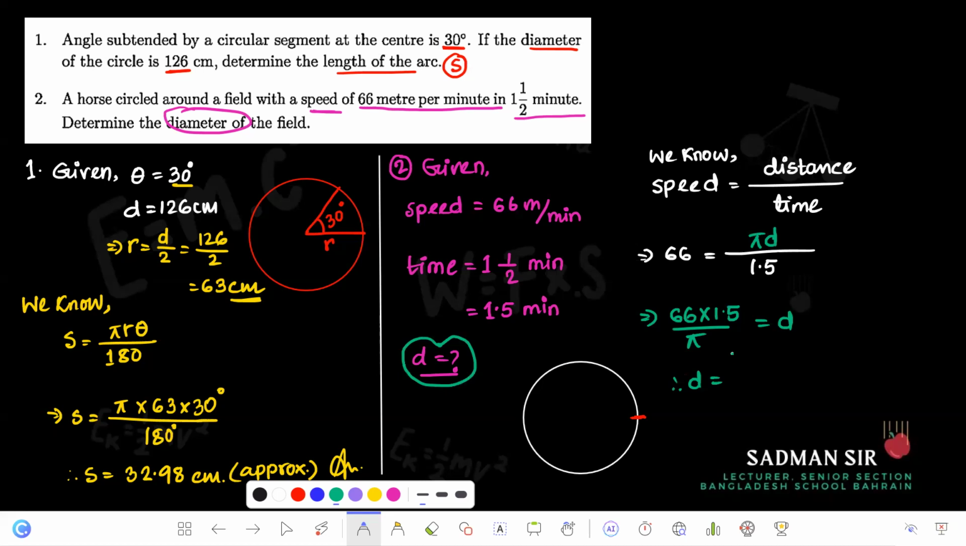66 into 1.5 divided by pi. 31.51. 31.51. And what will be the unit this time? Meter, kilometer, centimeter, hectometer? Which will it be?